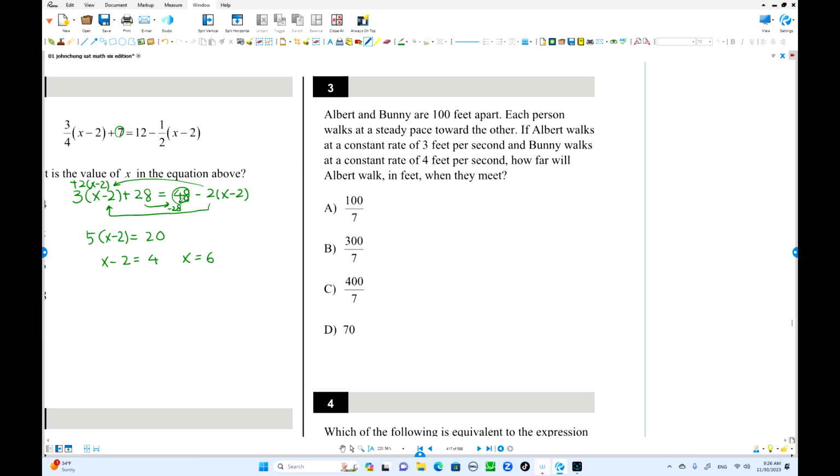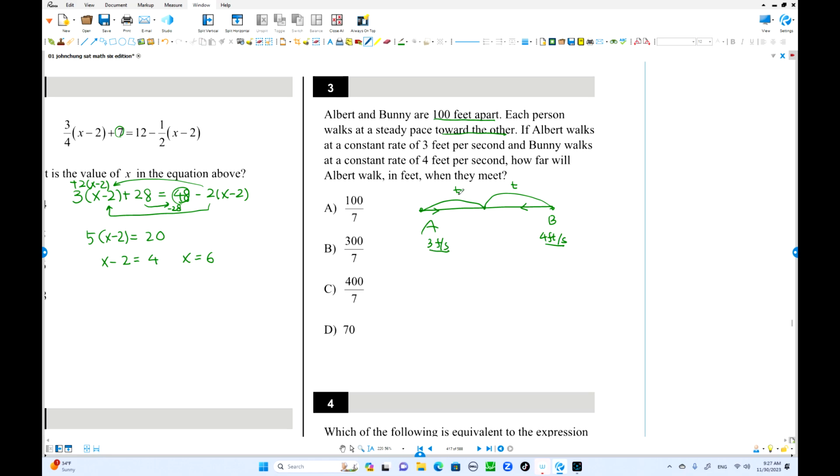So we have two guys, Albert and Bunny. They are apart 1,000 feet. Each person walks at a steady pace toward each other, okay? So Albert here, Bunny here, they're going to move toward each other. This guy's 3 feet per second. The other guy's 4 feet per second. But this one is a little faster, okay? They might meet around over here, but they're going to start at the same time. The distance between these two guys is 1,000 feet.